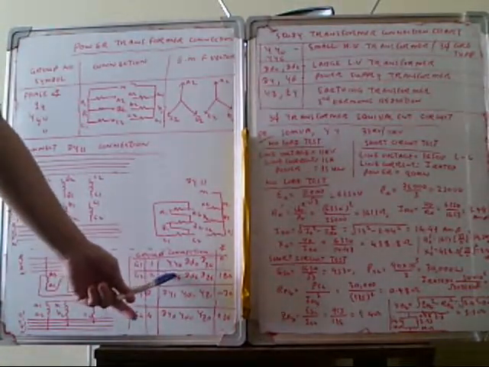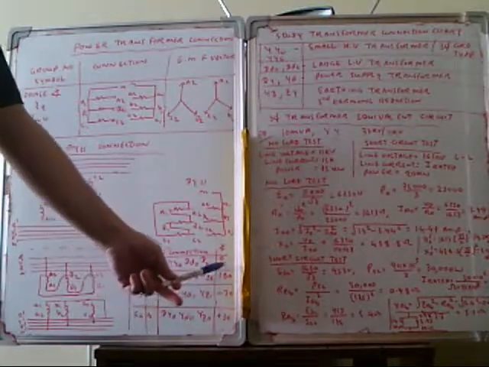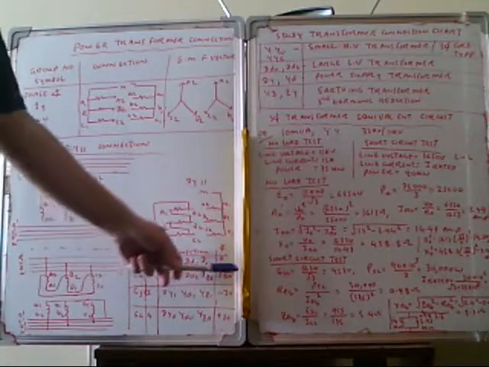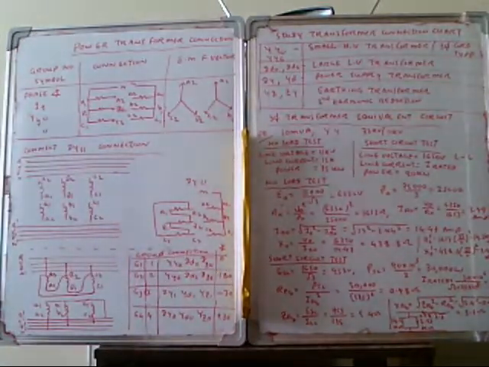Group 2 is YY6, DD6, and DZ6. The phase difference is 180 degrees. This means the primary voltage and secondary voltage are 180 degrees apart.